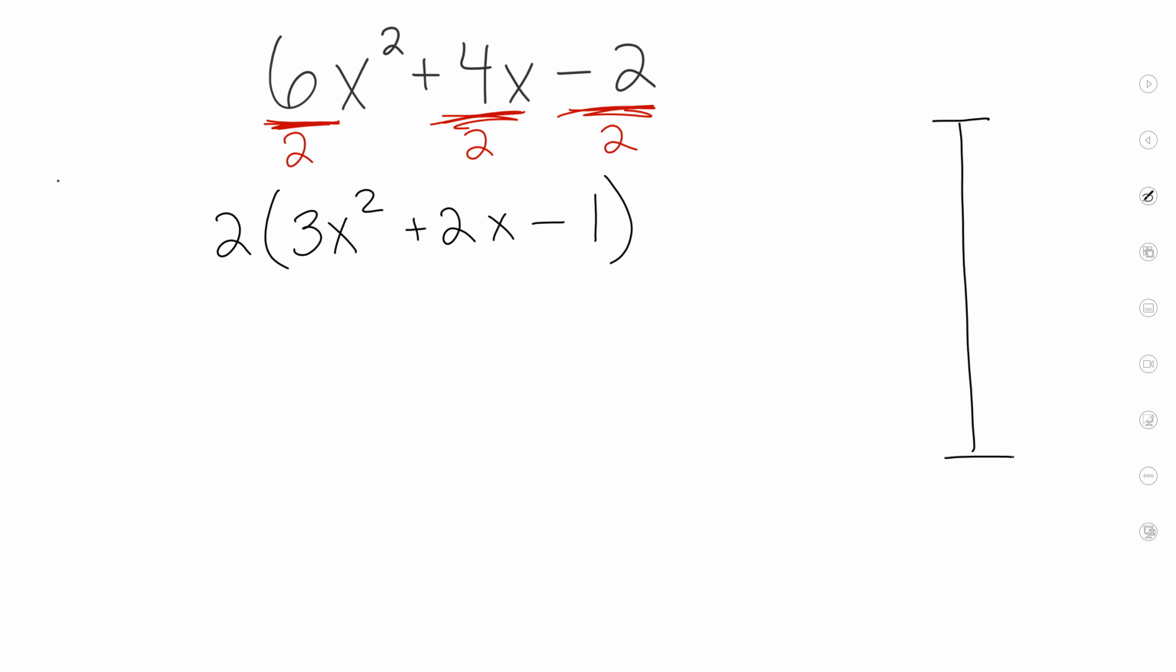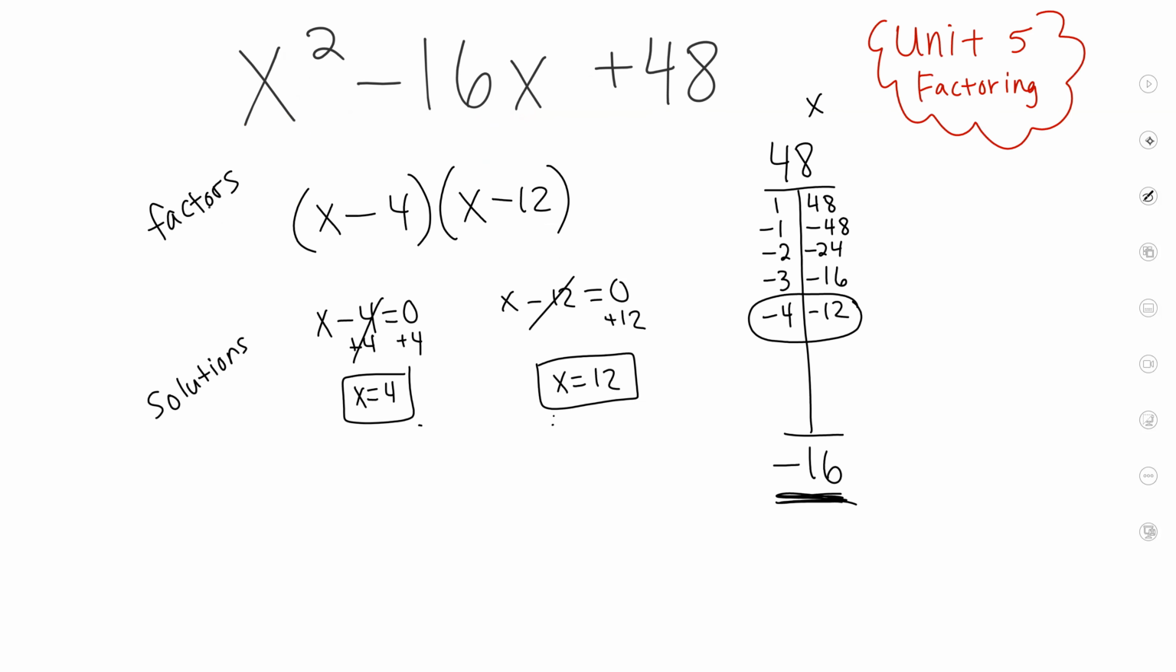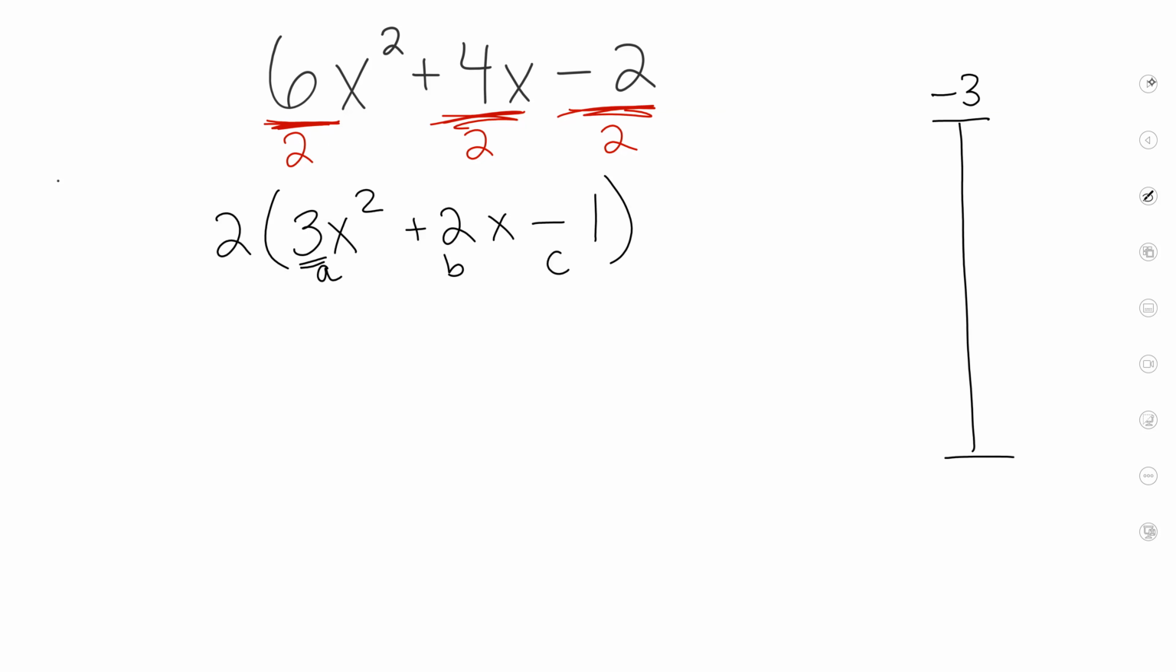Now, notice this example is a little bit different. My A value has a number 3. Whenever your A value is bigger than 1, you have to do A times C, which is negative 3, unlike the previous example. So the previous example, my A value was just 1. So you can go straight to the eye chart. However, this time, my A value is not 1. So now I have to do A times C. So 3 times negative 1 is negative 3. So that's why I put negative 3 here.